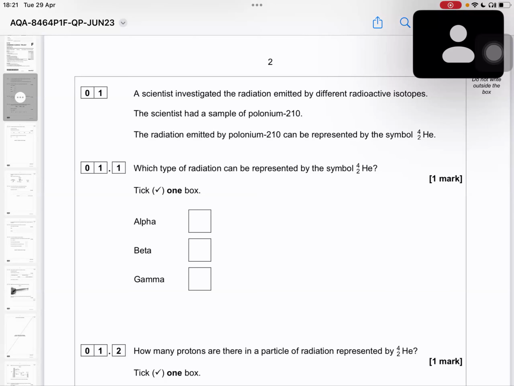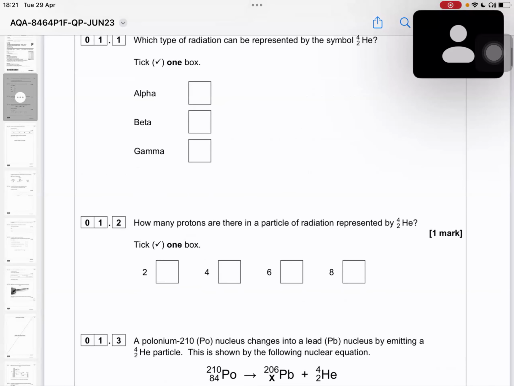It says, how many protons are there in a particle of radiation represented by this? So if you were asked how many protons are there, what would you say? Two. There are two. That's because of the two in the He, in that particle there, 4, 2. The 2 there is representing the atomic number, which is the same thing as the number of protons. Okay. What does it say next?